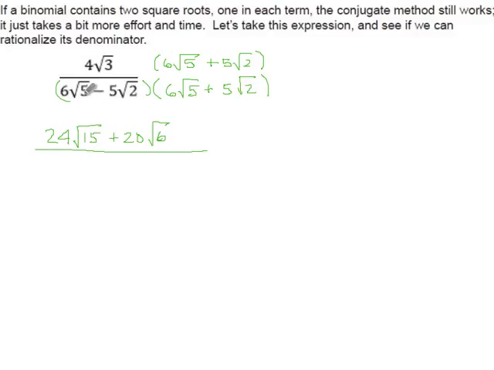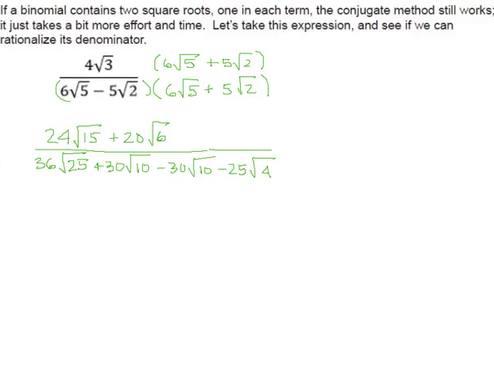And now the good news. Downstairs, we get 6 times 6 is 36. Root 5 times root 5 is root 25. I'm foiling here, of course. Outside, 6 times 5 is 30. Root 5 times 2 is 10. Inside, minus 5 times 6 is minus 30. Root 2 times 5 is 10. And last, minus 5 times 5 is minus 25. Root 2 times 2 is 4.